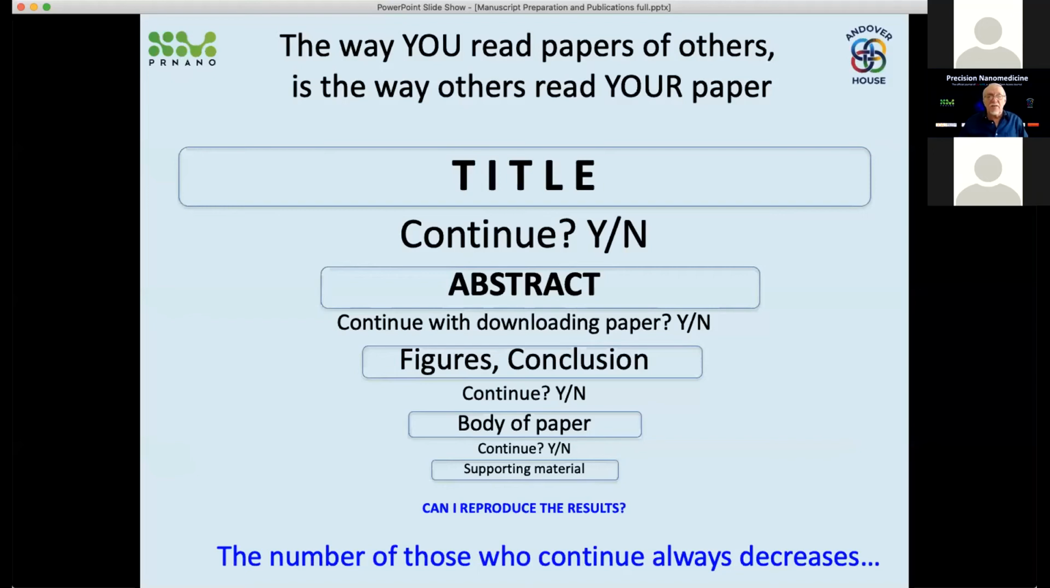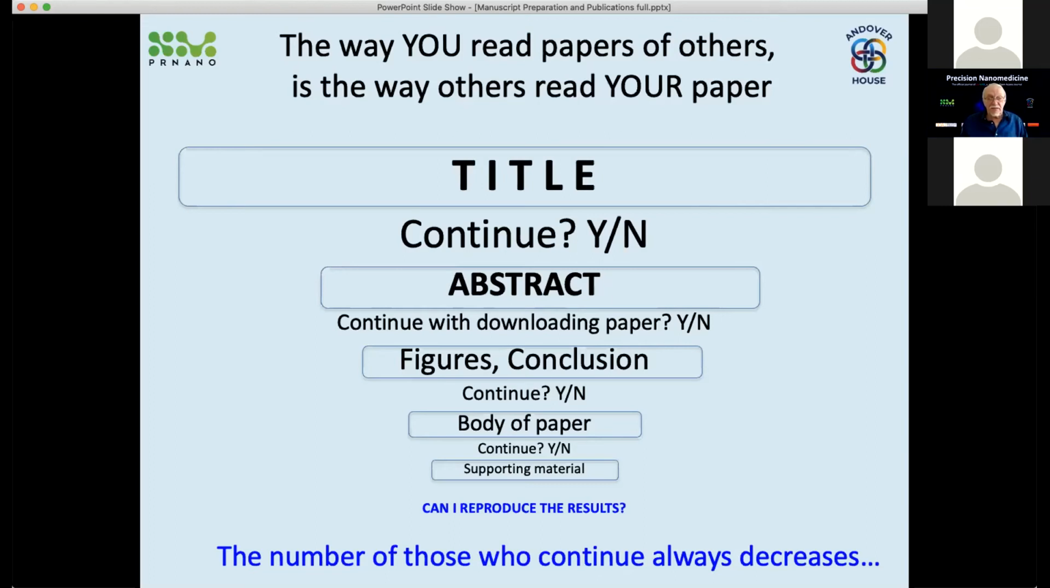What do they look at first? They look at the title first, and they decide, continue reading, yes or no. Then some people look at figures, most people look at the abstract and decide, continue with downloading the paper, yes or no. Then they look at figures, conclusions, and only after that at the body of the paper, and they still decide, continue to the supporting material, yes or no.